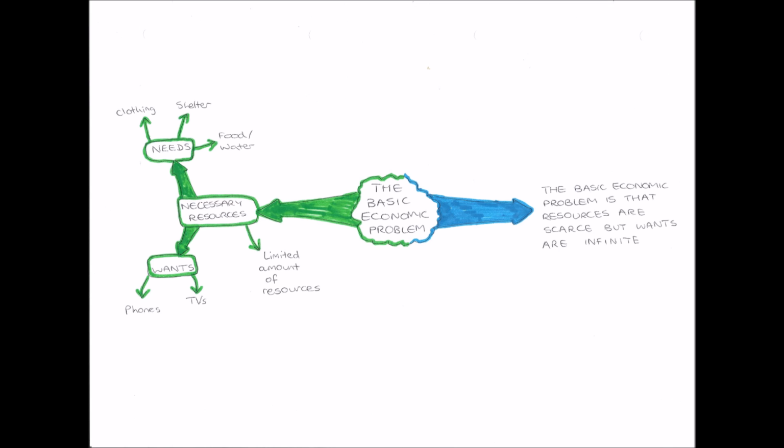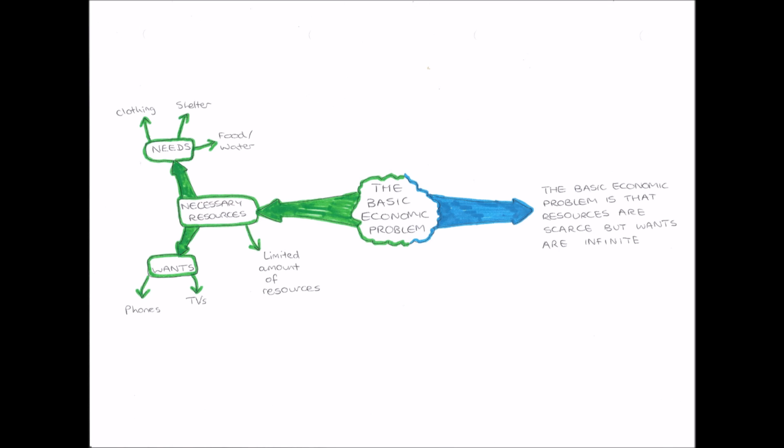And this is sometimes phrased as a question, oddly enough, known as the basic economic question. So the basic economic question is, how do we cater for infinite wants with finite resources? So how do we cater for our infinite desire to have all these things such as phones and TVs when we only have a limited amount of resources?